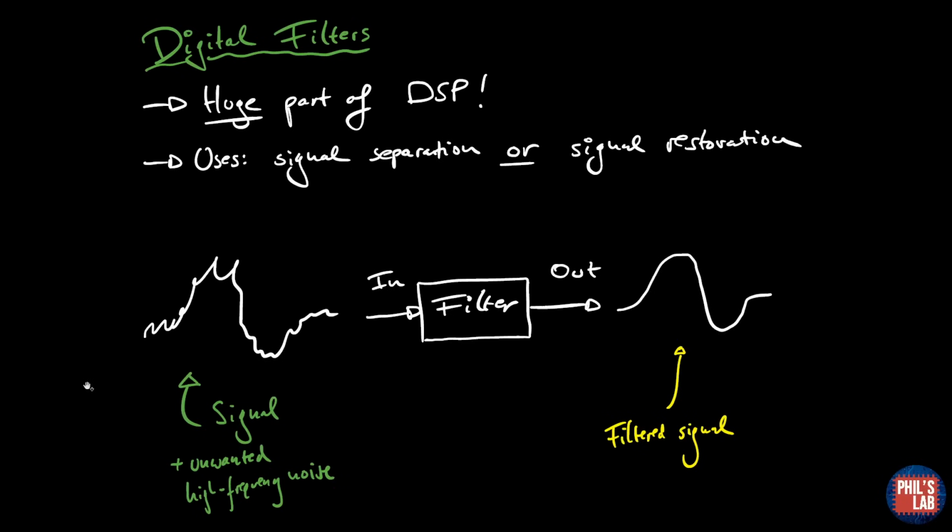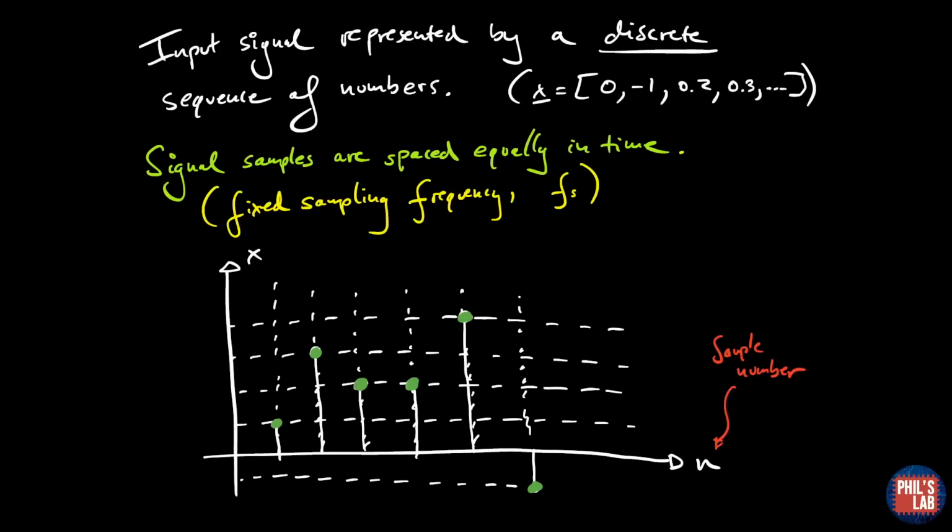Now of course this is just one very simple use case of a digital filter. There are many more. The input signal to a digital filter is typically represented in discrete time by a sequence of numbers. You can imagine this as an array, and we typically denote that by the letter x. The signal samples are also spaced equally in time because we are using a fixed sampling frequency, denoted by f sub s. So we're sampling, for example, every second or every tenth of a second. And we typically note this in hertz. So 10 hertz, 100 hertz, and megahertz.